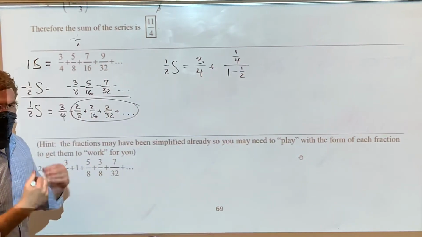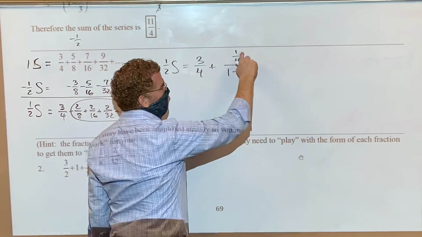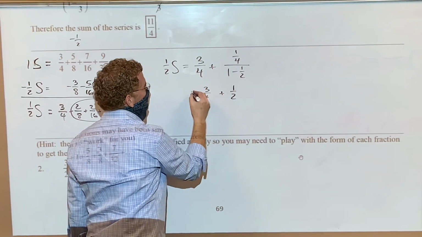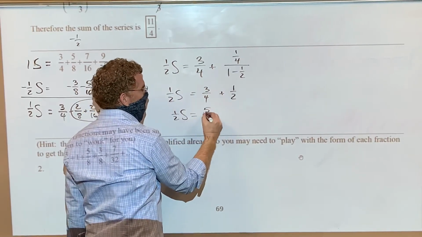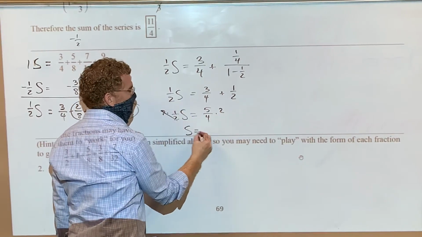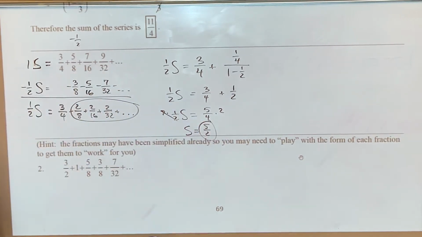And what is 1 minus 1/2? And to divide by 1/2, I multiply by 2. And what's 2 times 1/4? 1/2. 1/2 again. What's 1/2 plus 3/4? 5/4. And if 1/2 S equals 5/4, I would just multiply both sides by 2. And I'd get S equals 5/2. Y'all seeing that?